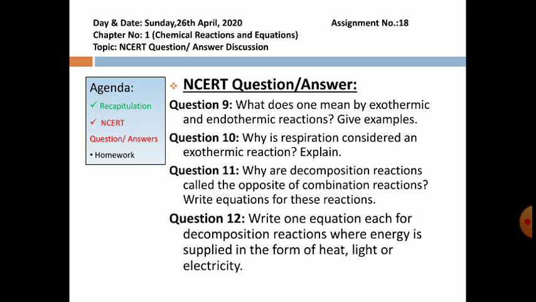Decomposition by light. When silver chloride is kept in the presence of sunlight, it decomposes into silver and chlorine gas. Balanced chemical equation is 2AgCl gives 2Ag plus Cl2.